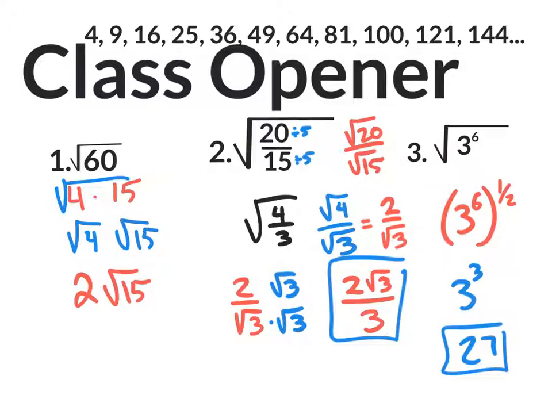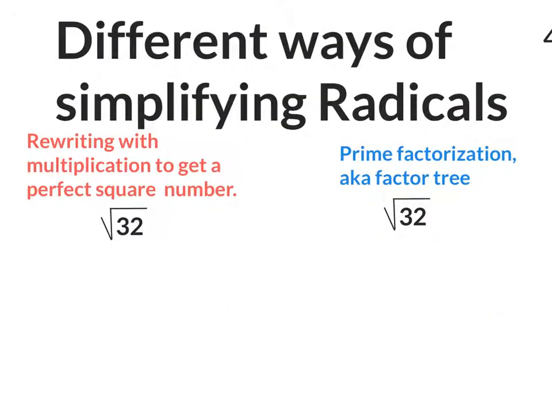Is it on a bigger number? So what I want to do today is give you an alternative method to simplifying the square root of 60. Instead of thinking of the perfect square numbers, which a lot of people don't like doing, if you're not good at multiplying and thinking of these big numbers, then you might want to try this new method I'm about to show. Check it out. We're going to compare the different ways of simplifying radicals. We're going to do the original method that we always do. What's that original method? We're going to rewrite with multiplication to get a perfect square number if we don't have one. And the new method is going to be the prime factorization method, also known as the factor tree method.